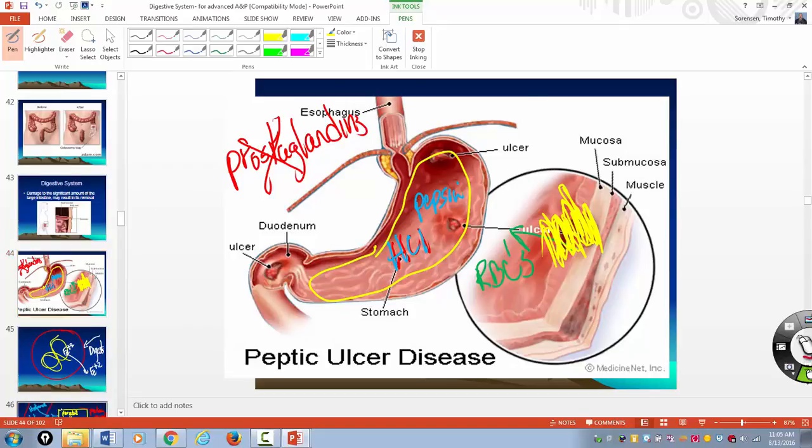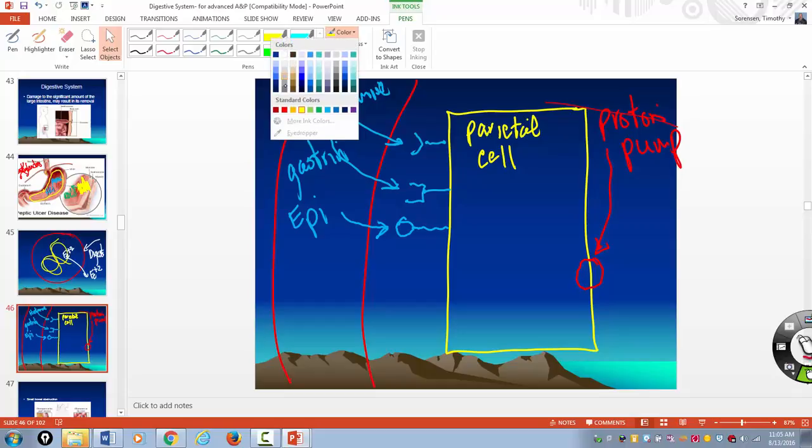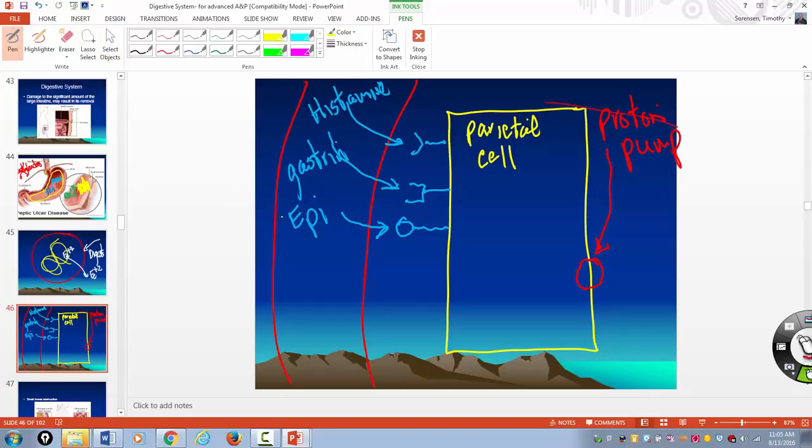One more thing: if you work in an ICU, or even on a general medical surgical floor, being sick or getting cut open is stressful. And when you're stressed, your sympathetic nervous system is stimulated, and that's going to cause the release of epinephrine. And there are beta receptors on parietal cells. And when epinephrine binds to beta receptors, it stimulates the proton pump and causes the formation of hydrochloric acid in your stomach.